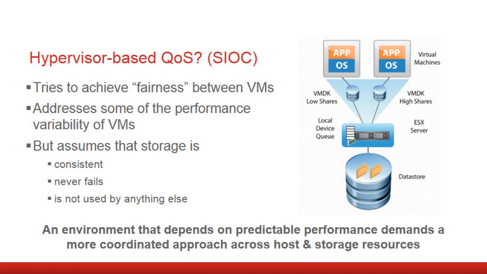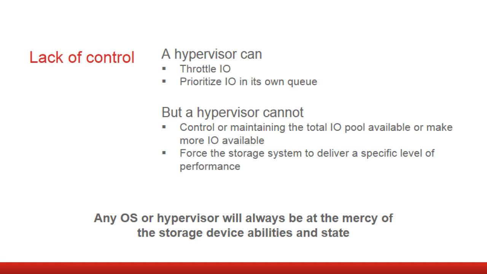Your storage has to be very consistent. It can never fail. And it can't be used by anything else. It has to be basically dedicated to VMware. And because of this lack of control, what SIOC does is basically one of two things. It either throttles a virtual machine, it caps it, which may or may not be a good thing, or it prioritizes. So certain virtual machines get to kind of jump to the front of the line when there's contention.